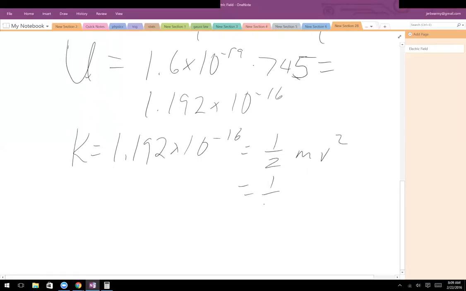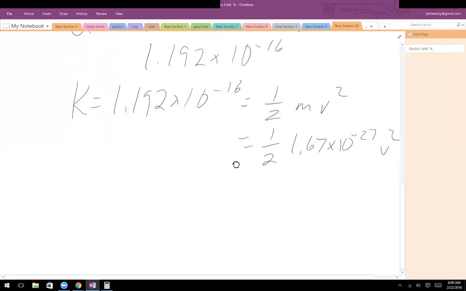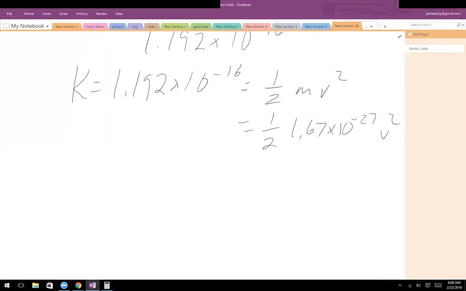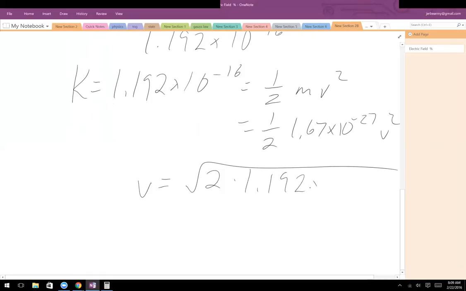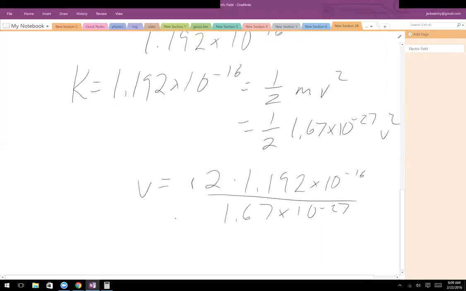So that's 1/2 the mass of a proton, which is 1.67 times 10 to the minus 27th, times v squared. So we can get what V is. V is the square root of 2 times 1.92 times 10 to the minus 16 over 1.67 times 10 to the minus 27. And that's a big square root.